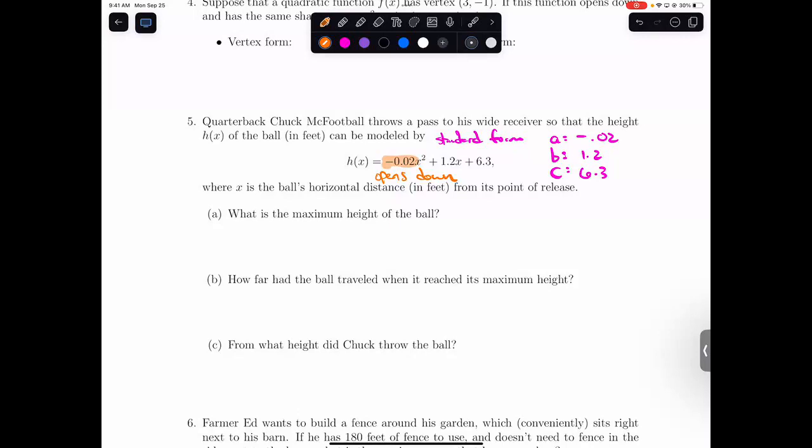This function where x is the ball's horizontal distance in feet, basically that just means that it's like I'm watching from the sideline and x is how far downfield he's throwing the ball, right? You can do the same thing, modeling the height as a function of time. You'll see those as well, where it's written in terms of t, and t is time in seconds or whatever that it's been in the air.